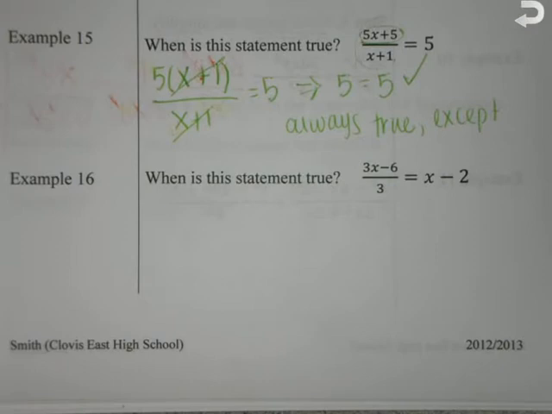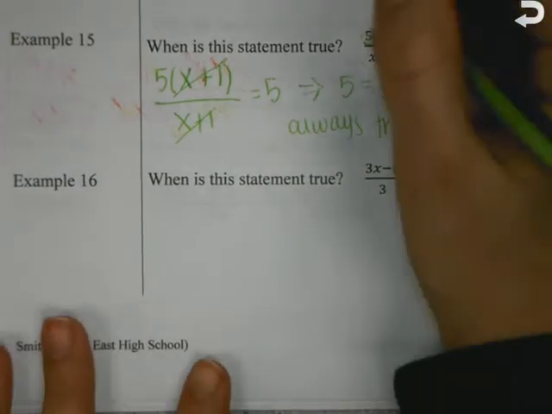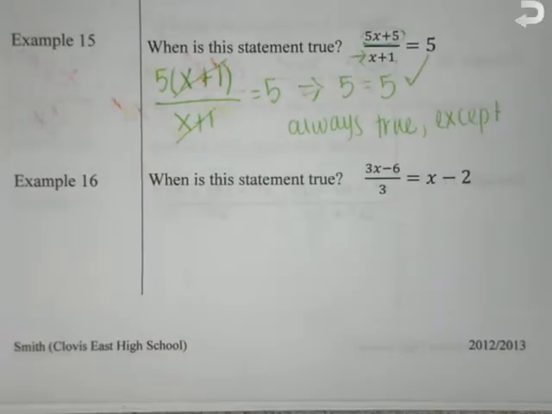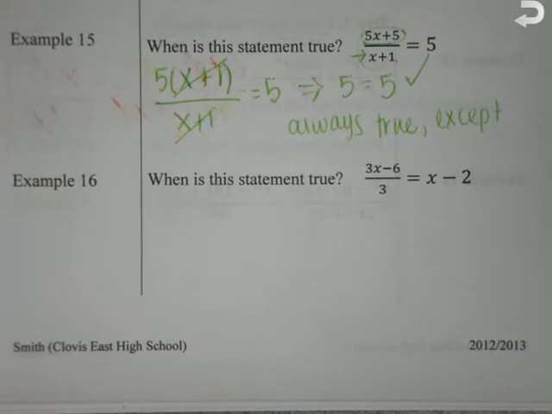So we can plug anything we want and we will get a true statement, except for what number am I never allowed to plug in, even if it does give me a true statement? That doesn't even make sense. This is not worth anything.